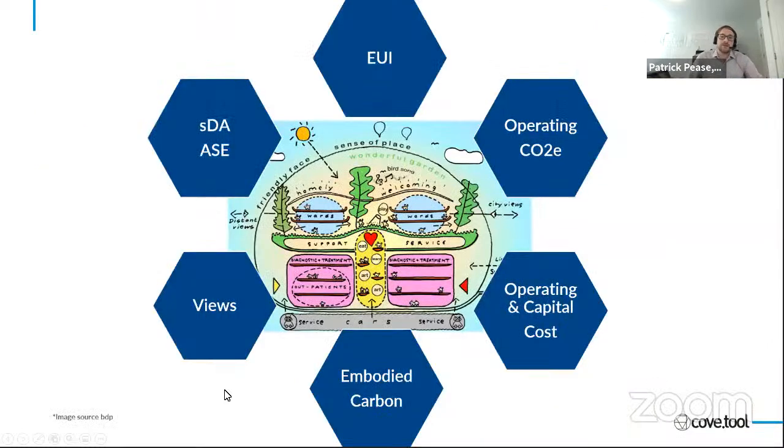So to kick things off, the key metrics that we're going to look at are EUI, operating carbon or emissions, operating and capital costs. So how much does it cost us every year to operate a hospital? How much does it cost to build? What's the embodied carbon of that hospital? On the opposite side, what are the views? Like how good is our hospital? How much can we see out and improve our patients' lives?